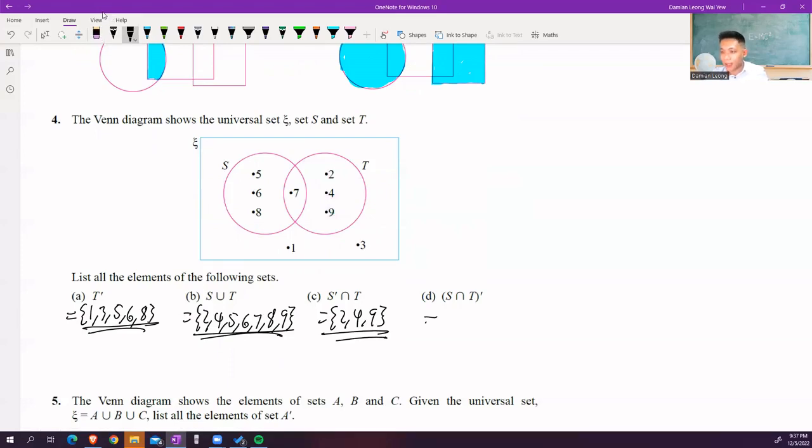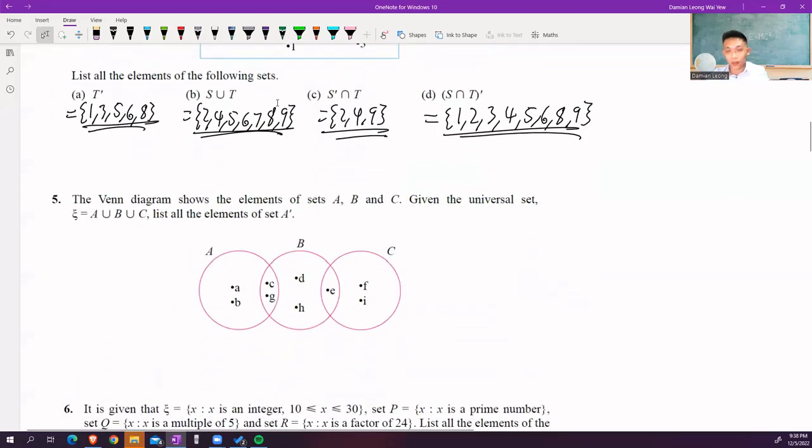And part D, bracket S intersect T, complement. Look at S intersect T first. S intersect T is here. Complement means everything outside of it. So it's 1, 2, 3, 4, 5, 6, 8, 9, basically all of it except for the 7. That's part D.